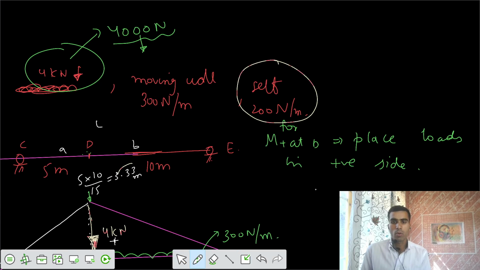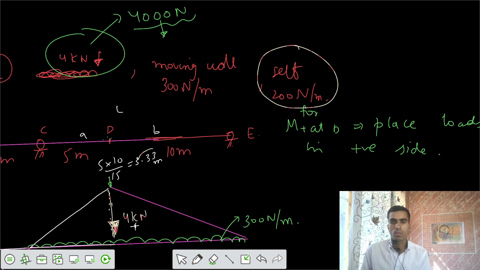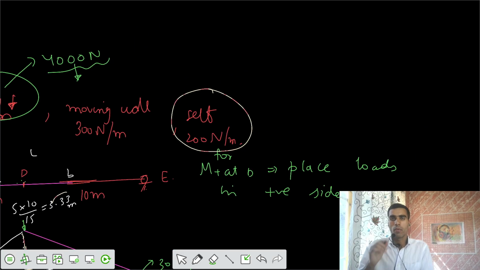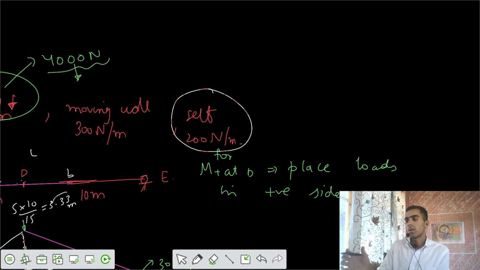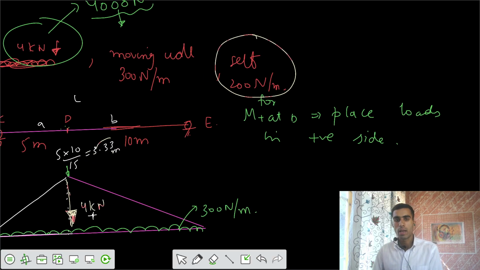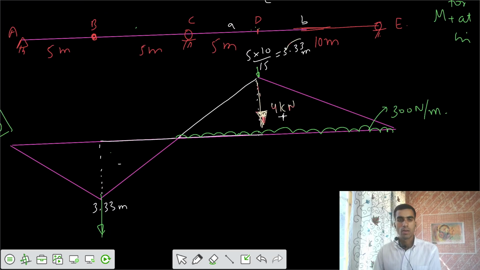Now, talking about the self weight, how can you show it? We take the entire length of the beam for the self weight, because self weight is not moving. Every section, every length is having some weight. That means each length segment we have to encounter in order to get the maximum positive moment. That means the UDL is placed on the entire length.